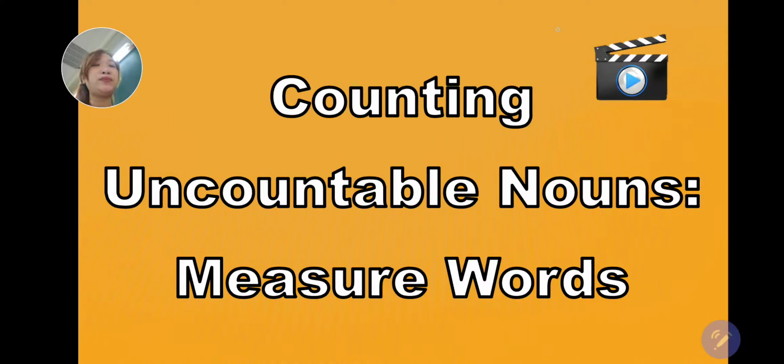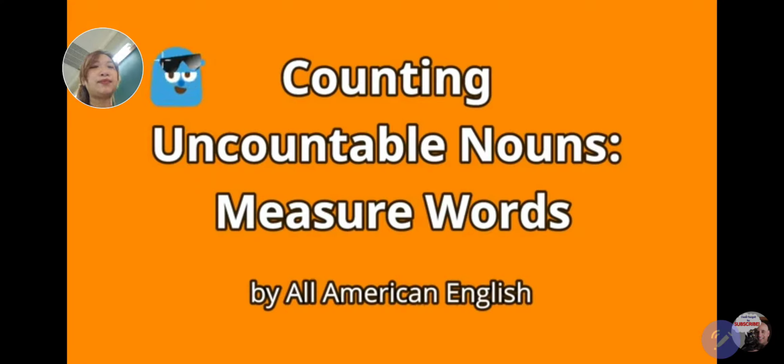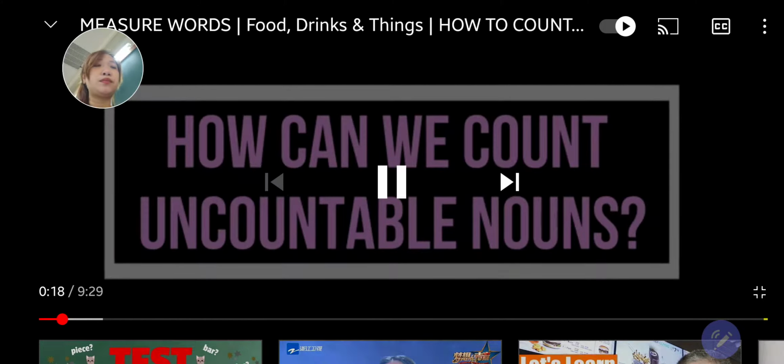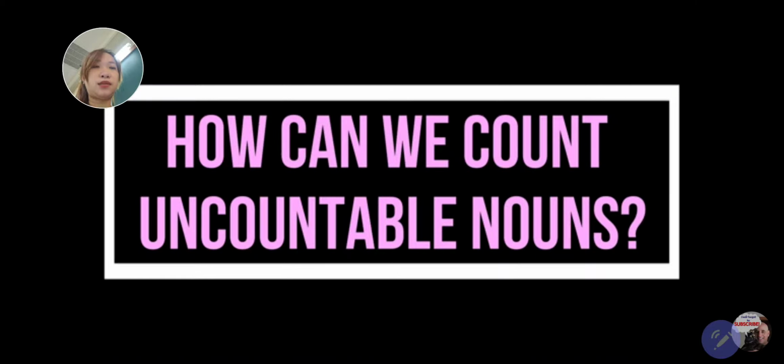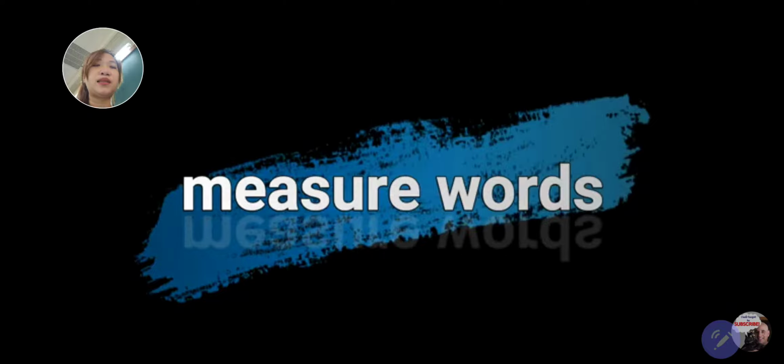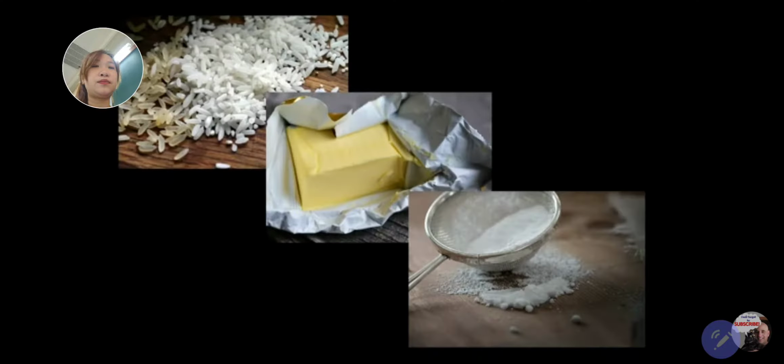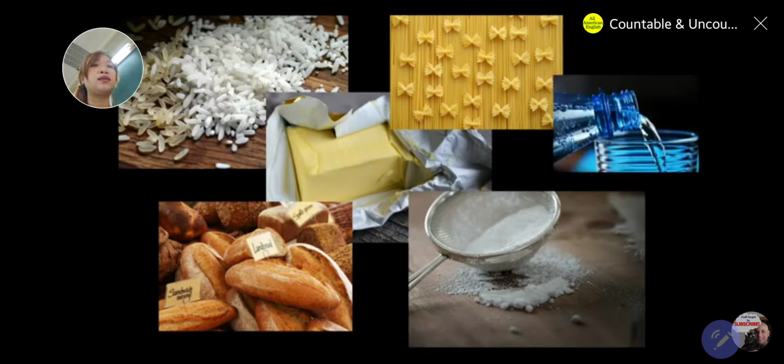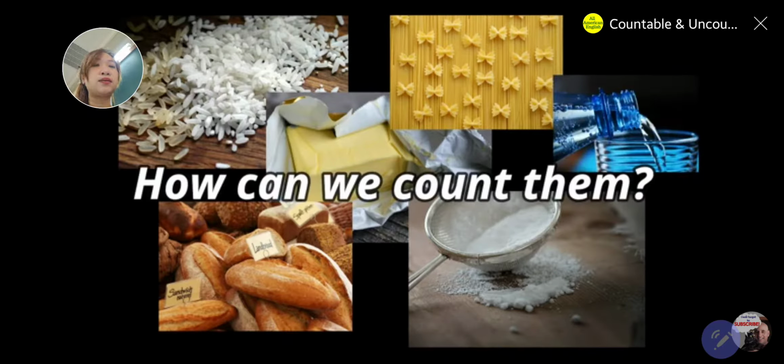Ready? Go. Hello again, everyone. This video is about counting uncountable nouns. And we're going to use measure words to do it. 好，刚刚讲到的就是我们要用那个 measure words 来去数这个不可数的名词。那我们接下来看如何做。So, how can we count uncountable nouns? As I said, we use measure words to count them. And I'm going to talk about some of the most common uncountable nouns, mostly food, and how we count them in this video.